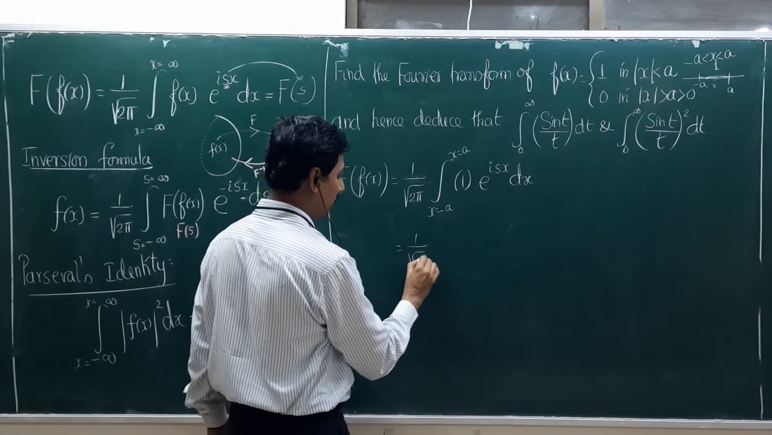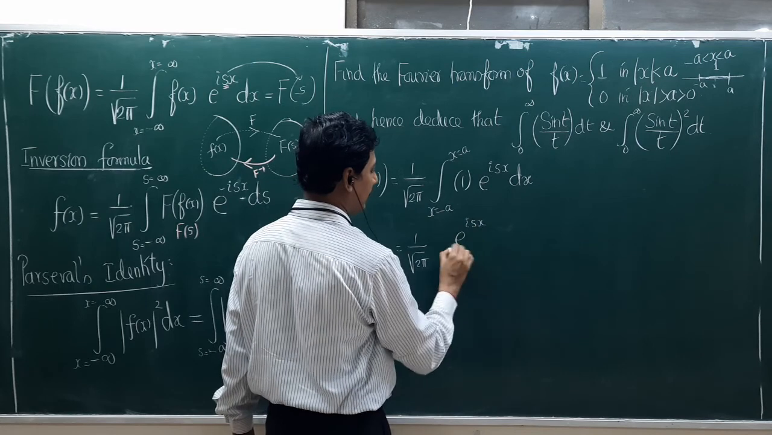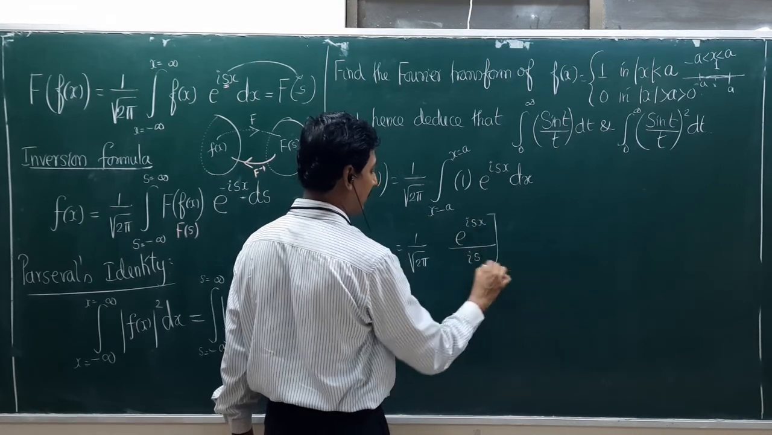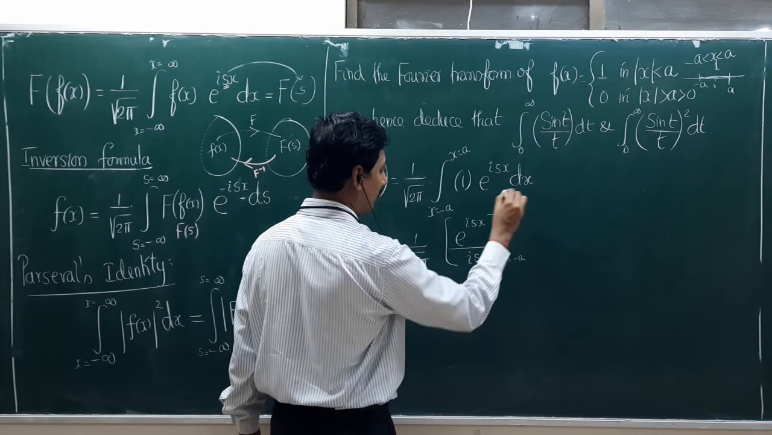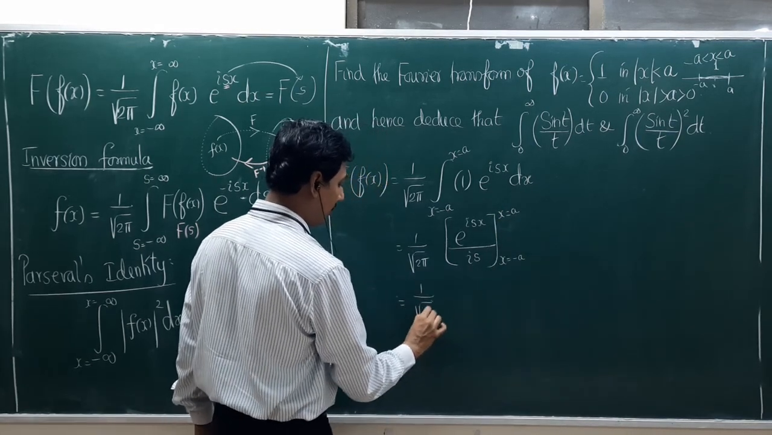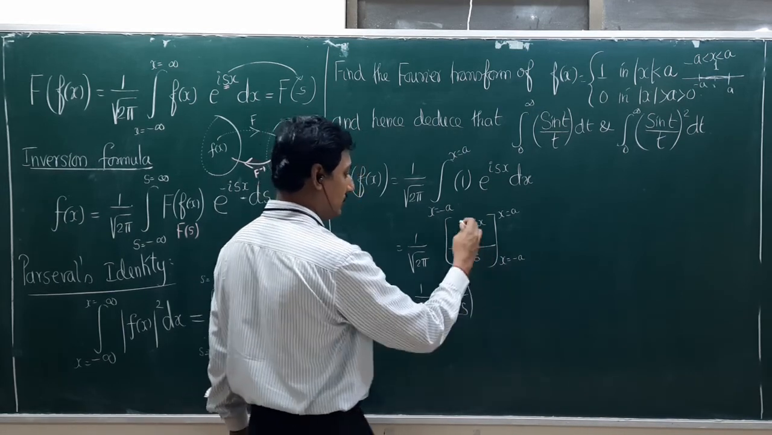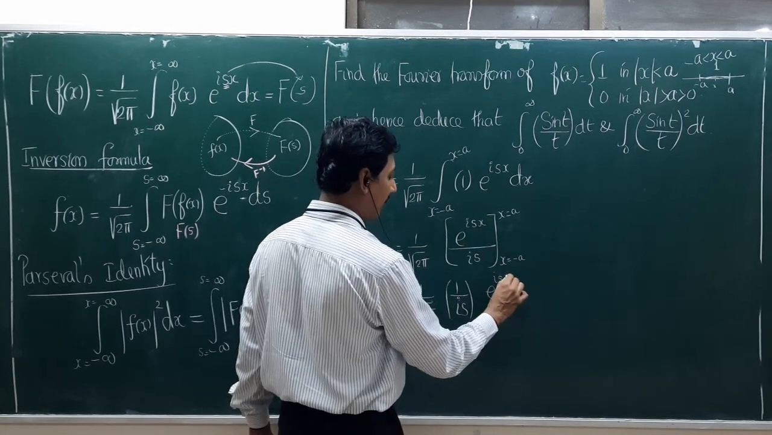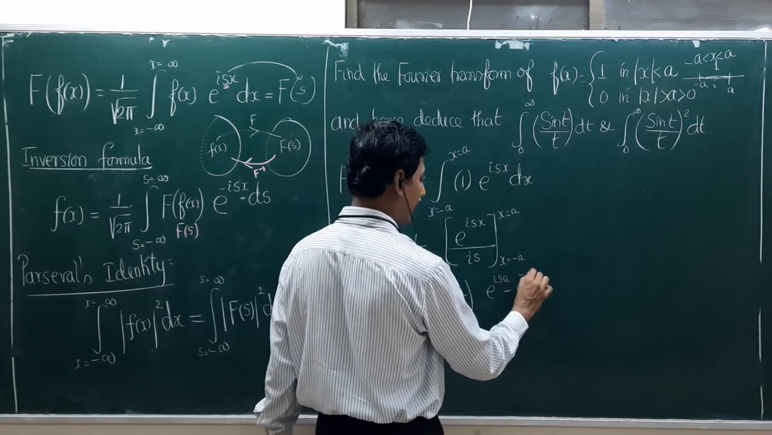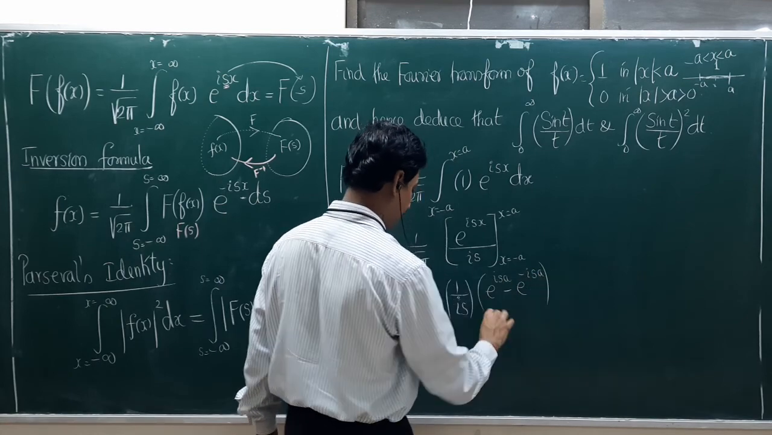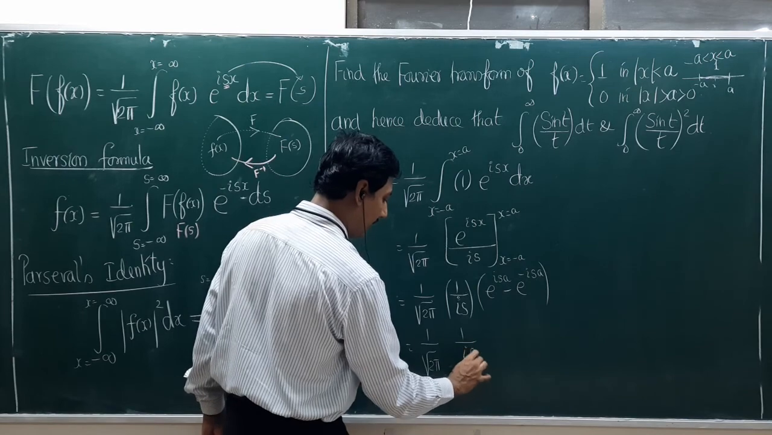What we will get: 1 by square root of 2 pi, e to the power i s x by i s, because x is the variable and i s is the constant, with x from minus a to plus a. So 1 by square root of 2 pi, 1 by i s into, substituting x equal to a, we get e power i s a, and putting x equal to minus a, we get e power minus i s a.